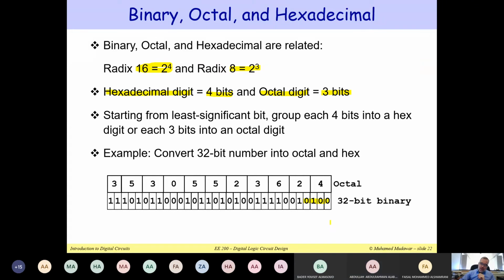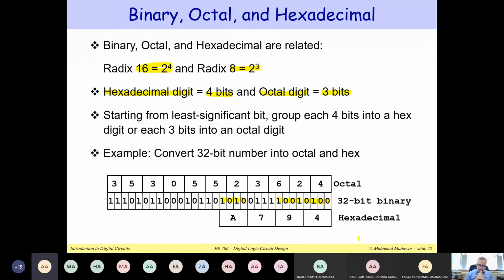Every 4. So we are going to group them as groups of 4 bits. So let me start with 0100. This is what? 4. How about 1001? 9. How about 0111? 7. 1010 is 10. What is 10 in hexadecimal? A. I have to write it as a single digit.